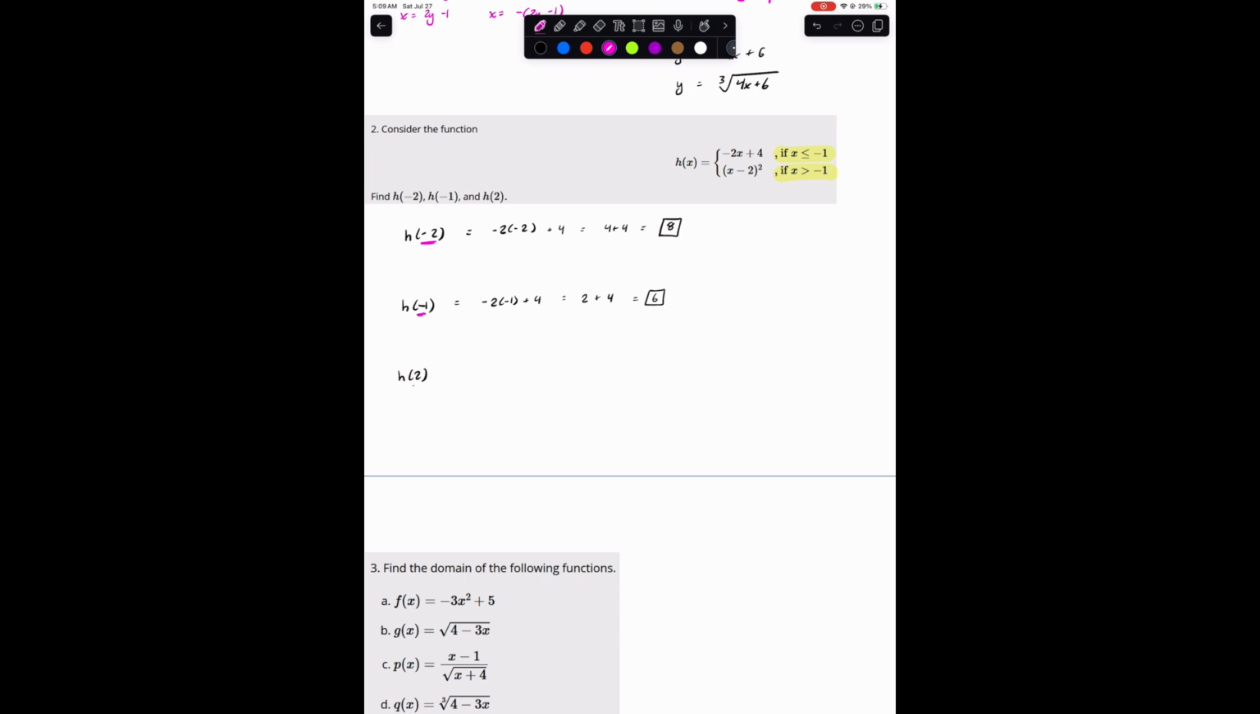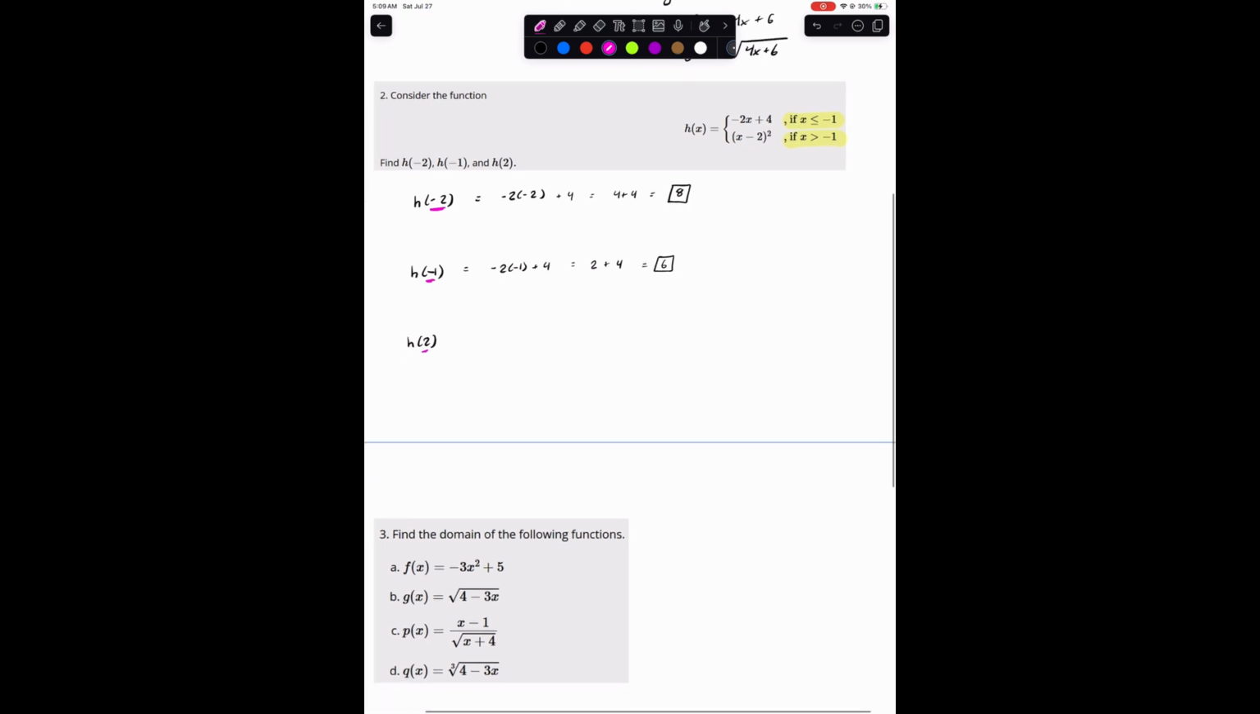Now h of 2: 2 is not less than or equal to negative 1, so we check the next condition. The next condition is x greater than negative 1, which is true for 2. So we use the second expression. So we get (2 minus 2) squared, which is 0 squared, which is just 0. And that's question 2.